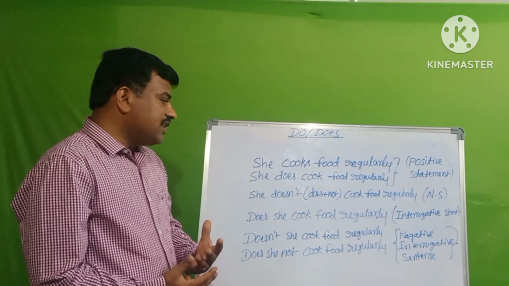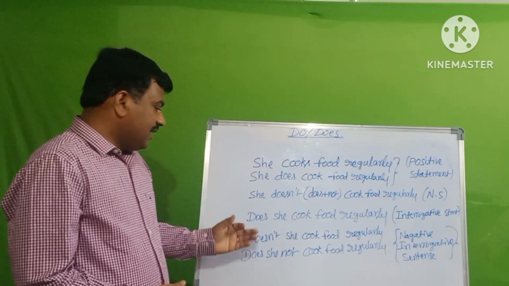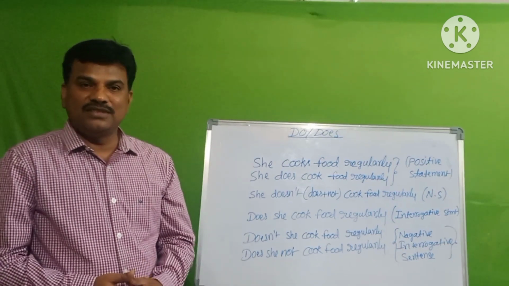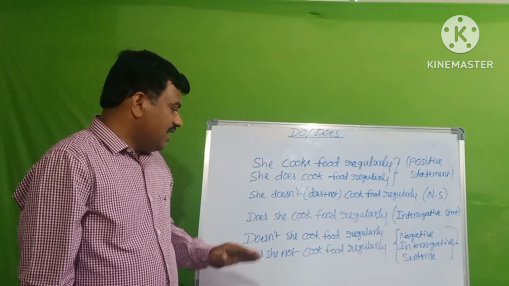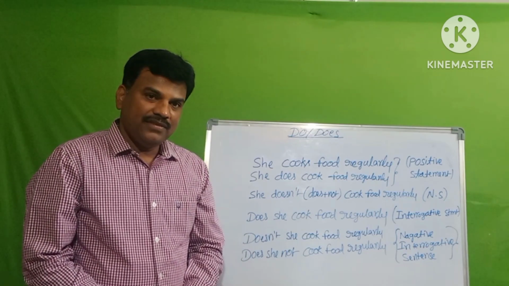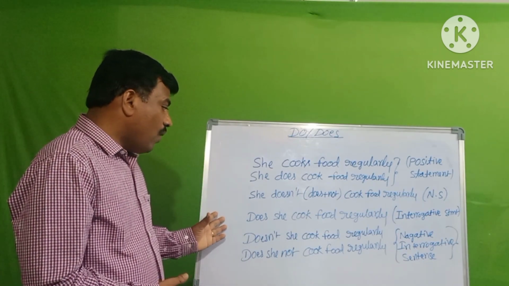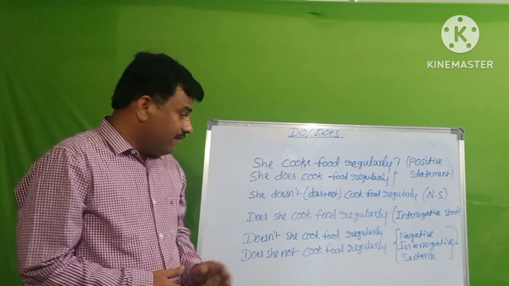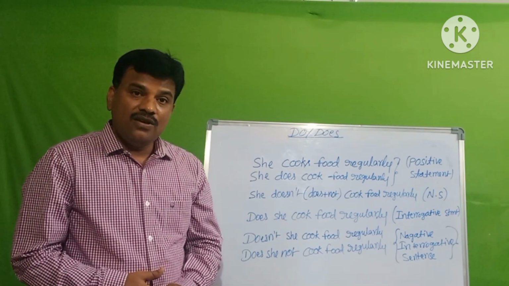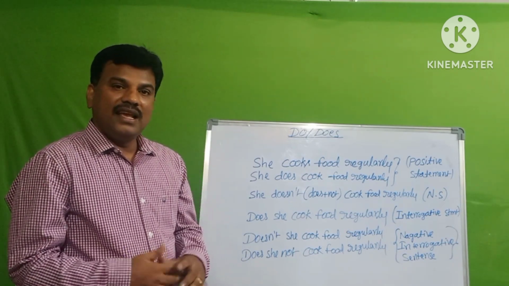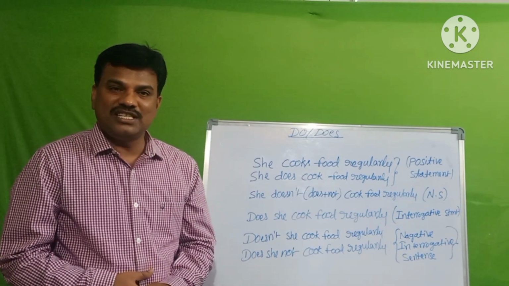In the same way, if you keep the helping verb before the subject, then it becomes an interrogative statement. Does she cook food regularly? In the same way, you can use WH words also. Like, why does she cook food regularly? Where does she cook food regularly? Along with whom does she cook food regularly? Like that, we can use the interrogative statement.